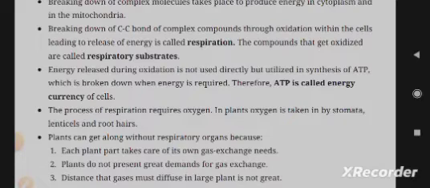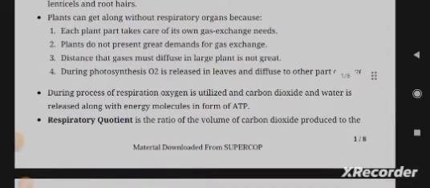The process of respiration requires oxygen. In plants, oxygen is taken in by stomata, lenticels, and root hairs. Plants get along without respiratory organs because each plant part takes care of its own gas exchange needs. Plants do not present great demands for gas exchange. Distance that gases must diffuse in a large plant is not great. During photosynthesis, O2 is released in leaves and diffused to other parts of leaves.